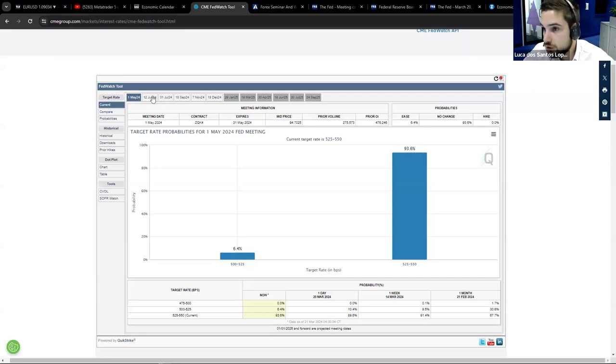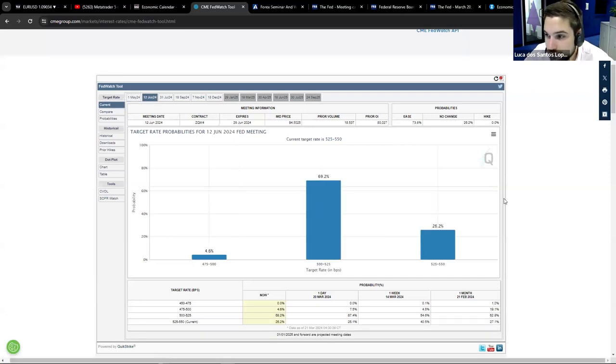Now, looking at June, there we have it. 70% of the market is expecting a 25 basis point cut. 26% of the market is expecting no change. And 4.6% of the market is expecting a 50 basis points cut, all right? 50, 25 and 0. Of course, I'm on the same side as the 69.2% of the market.